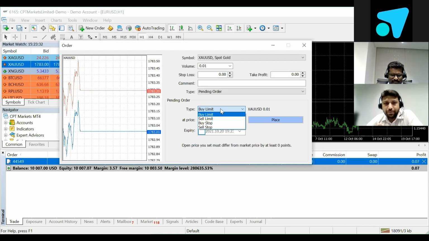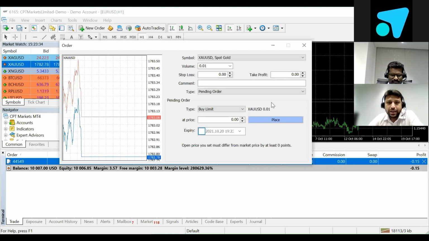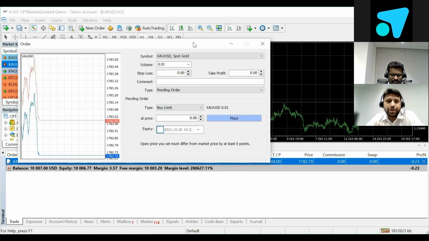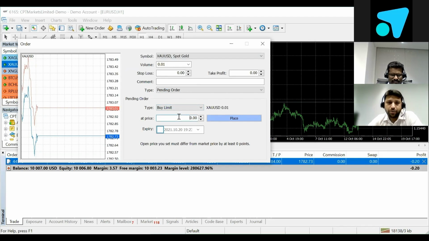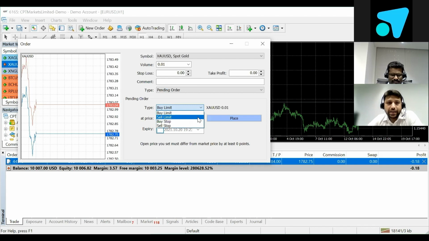Okay, so if the market price, the current price, is 1782.72, you don't want to purchase at this price. You think that the price will drop to, say, 1775, then only you want to purchase, otherwise you don't want to purchase. So for that kind of trader, you need to select buy limit, and just put your price here, whatever desired price you want to put.